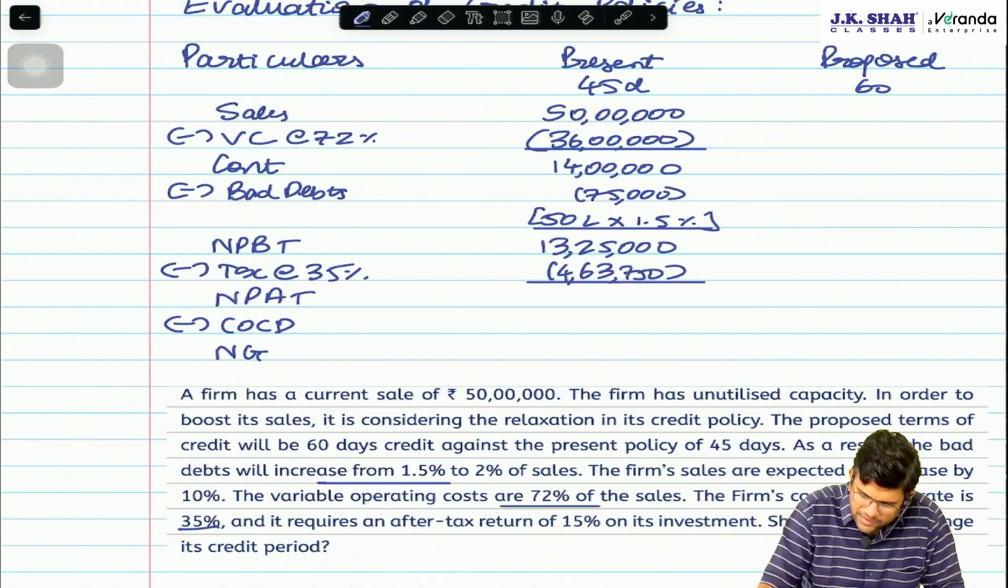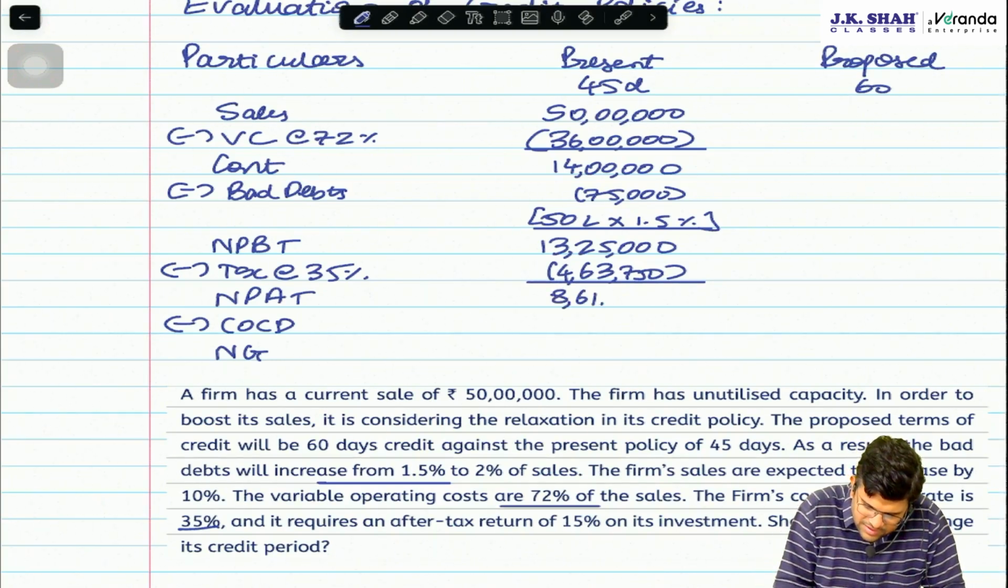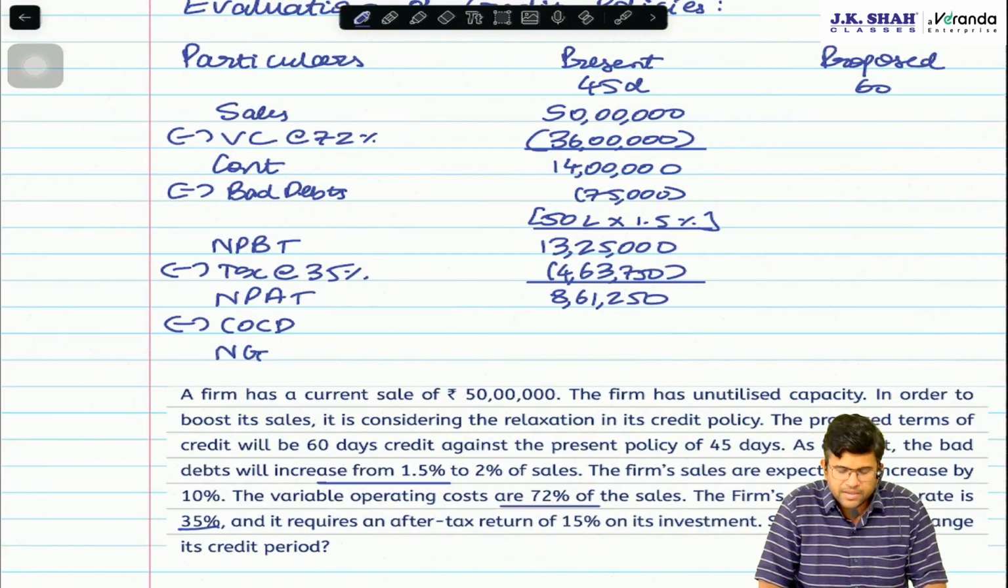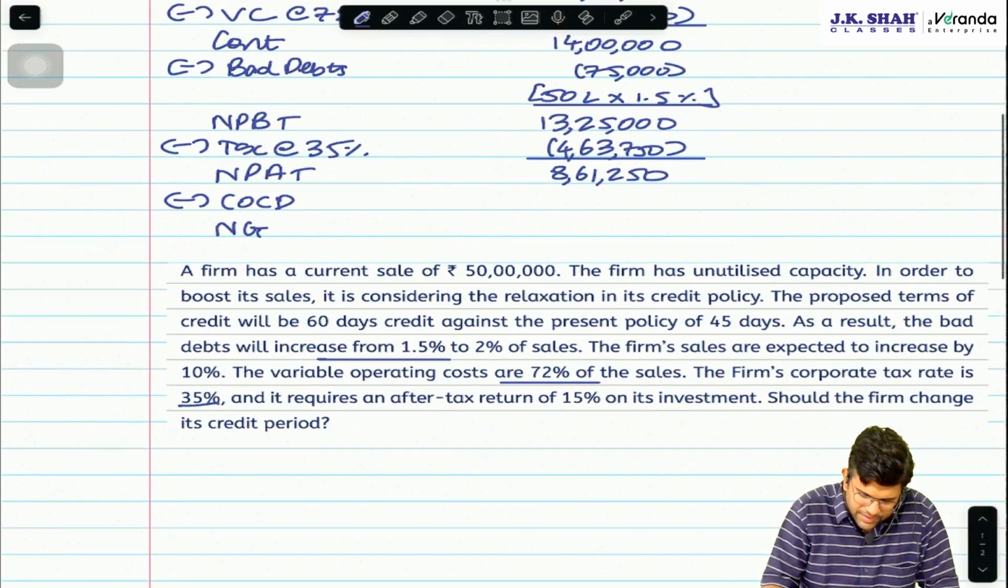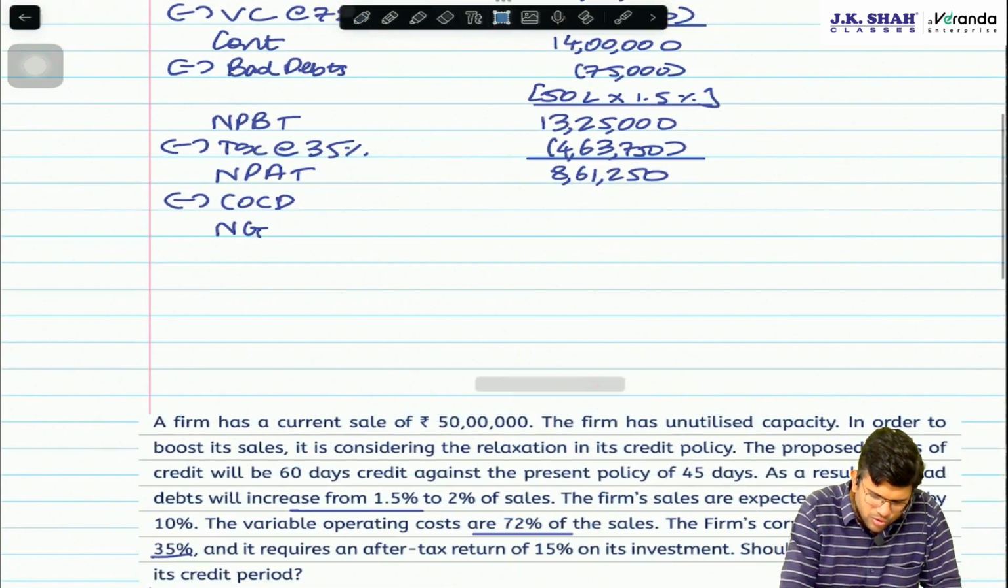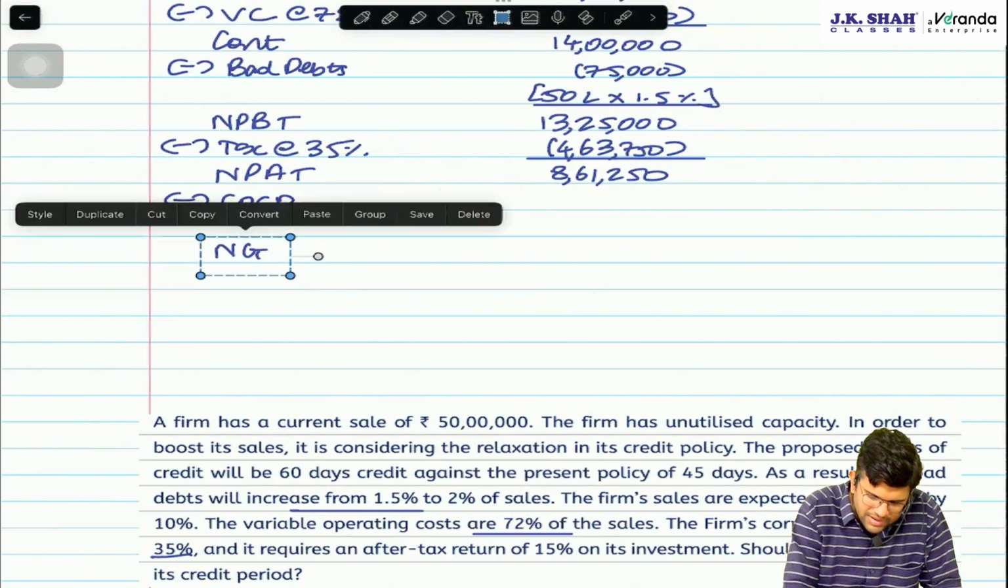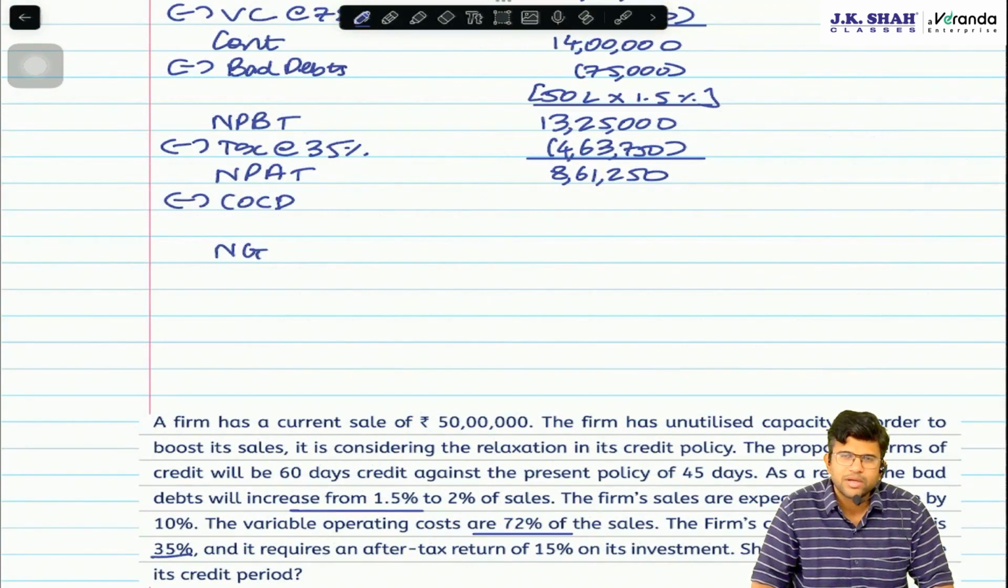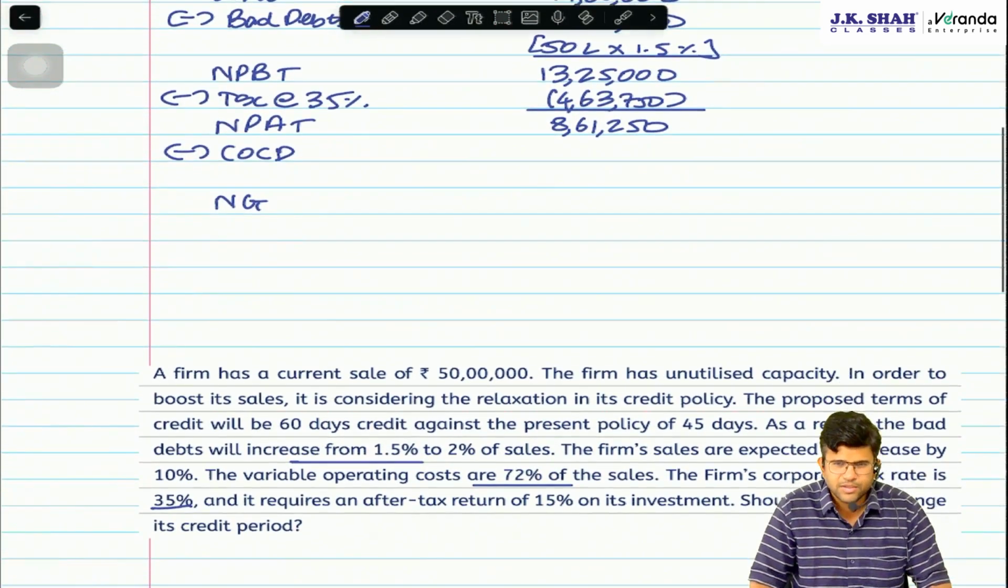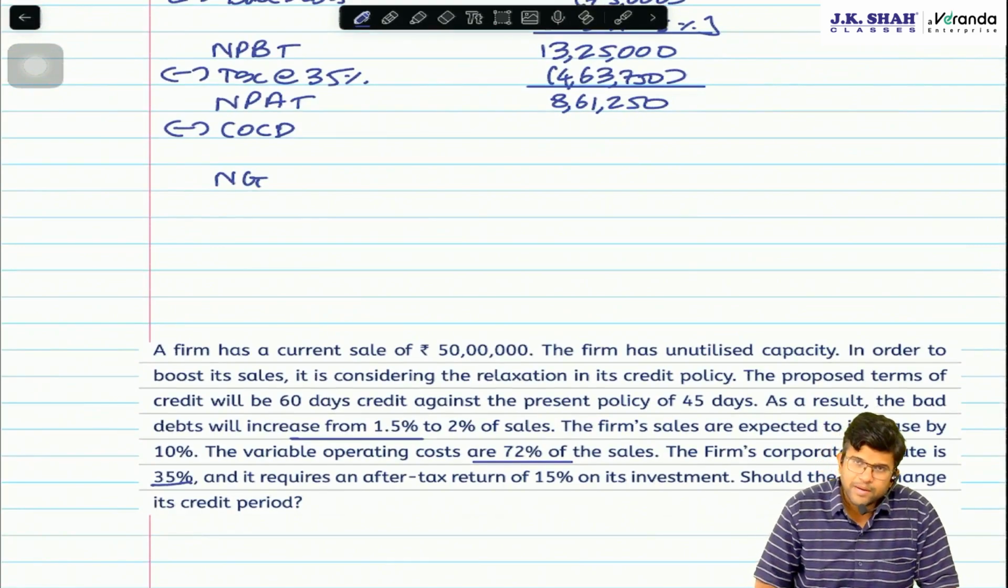Okay, and then 13,25,000, if I remove this number from that, it comes to 8,61,250. Then comes COCD. Now COCD, as you all know, the formula is total cost into the collection period divided by 360 or 365 or 12 multiplied by the rate.